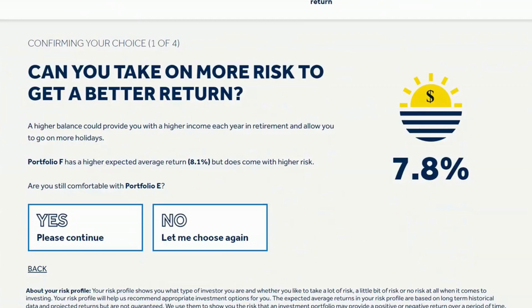And so we'll ask a couple about, do you want to take on a bit of extra risk, or do you want to dial down your risk a little bit more? So the first one is, can you take on more risk to get a better return? And it kind of prompts them to say, a higher balance could provide you with a higher income each year in retirement, allow you to go on more holidays. So have you thought about what really is the purpose of getting a higher return? It's not just a number, but it could mean you're leading a better retirement, going on more holidays, or whatever you want to do in a retirement. So did you want to go for that extra return, or are you comfortable sticking with what you've said up front?